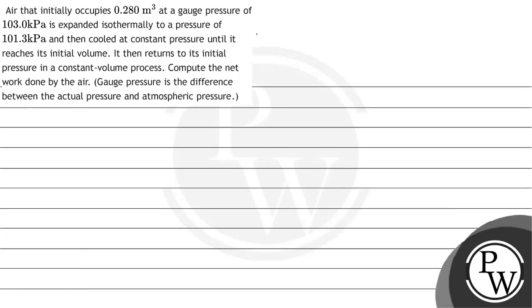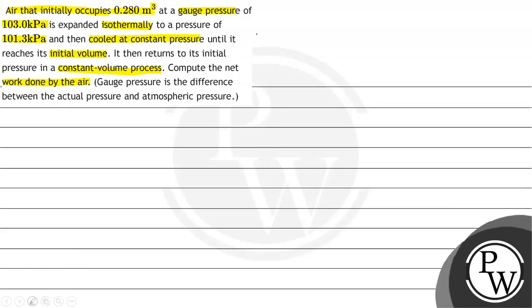So the question says air that initially occupies 0.280 meter cube at a gauge pressure of 103.0 kilopascal is expanded isothermally to a pressure of 101.3 kilopascal. Here the pressure is being reduced, hence the volume is being increased isothermally, and then it is cooled at a constant pressure until it reaches its initial volume. It then returns to its initial pressure in a constant volume process. Compute the net work done by air.